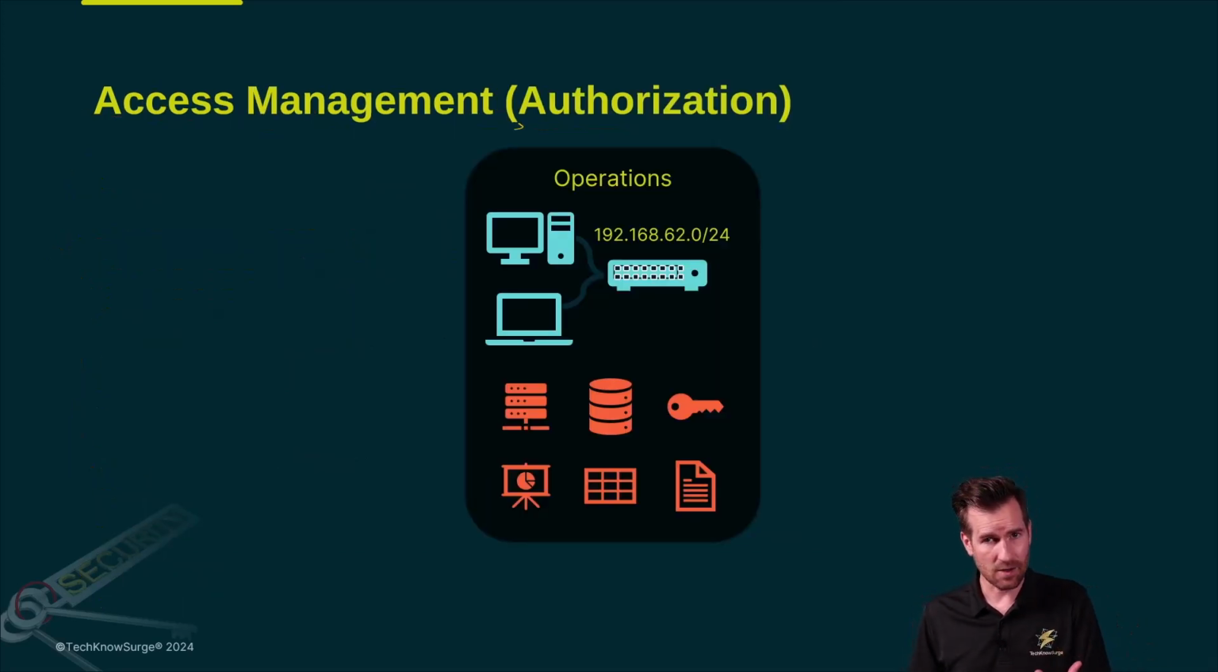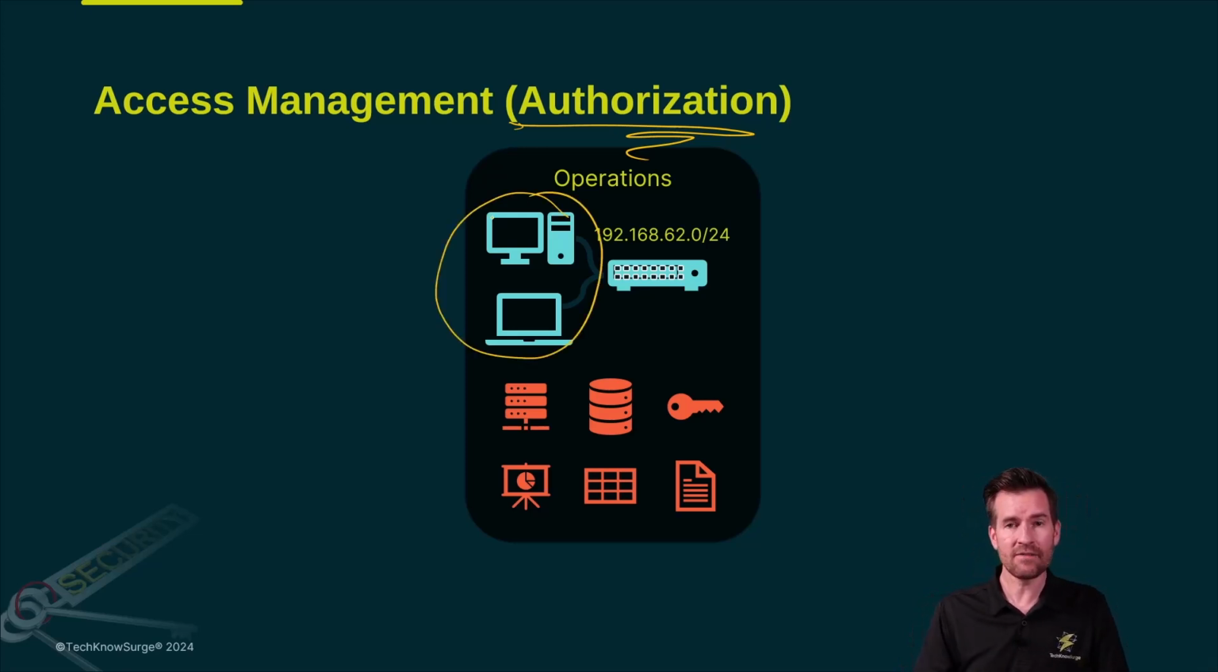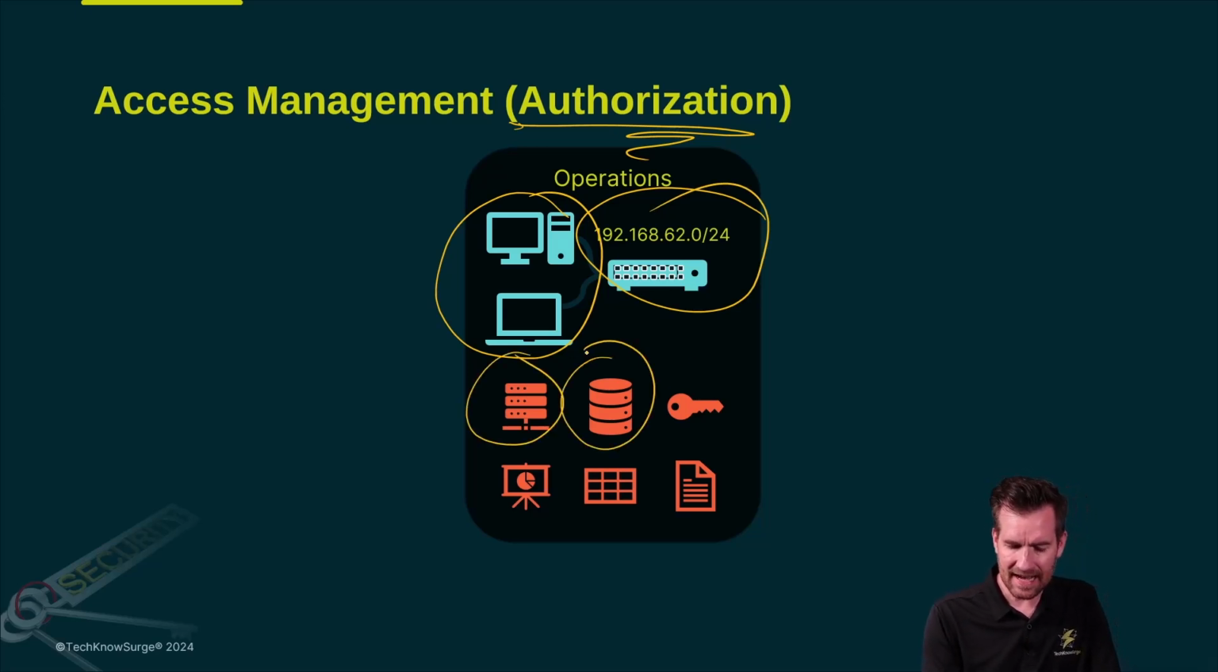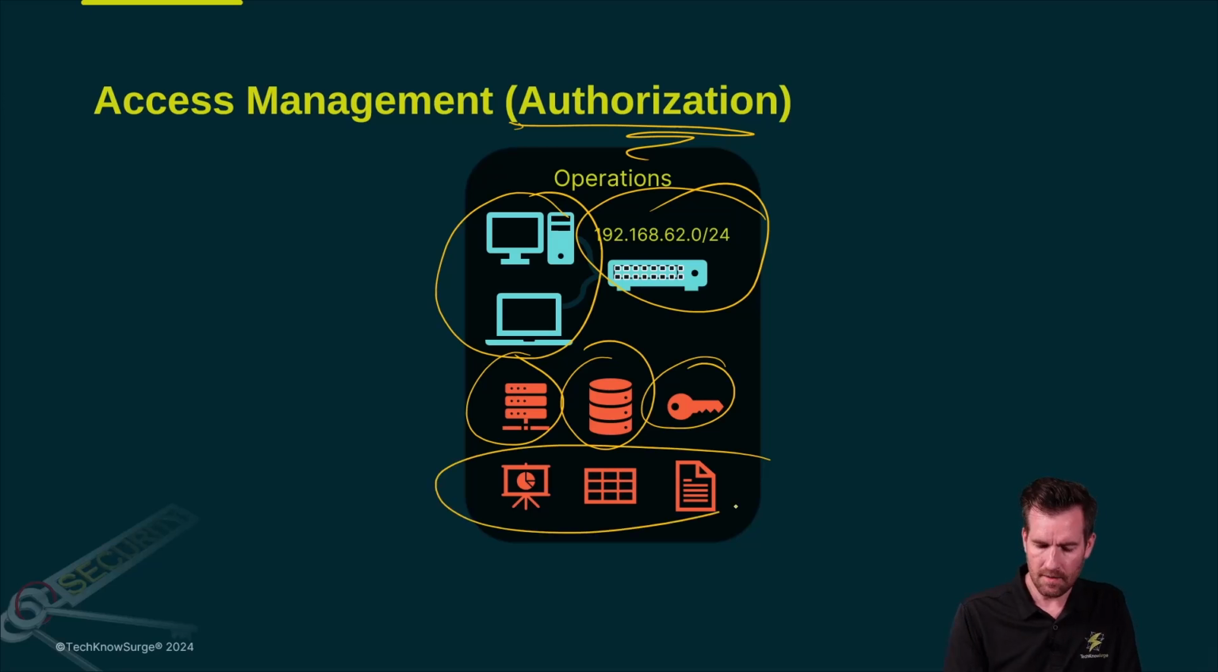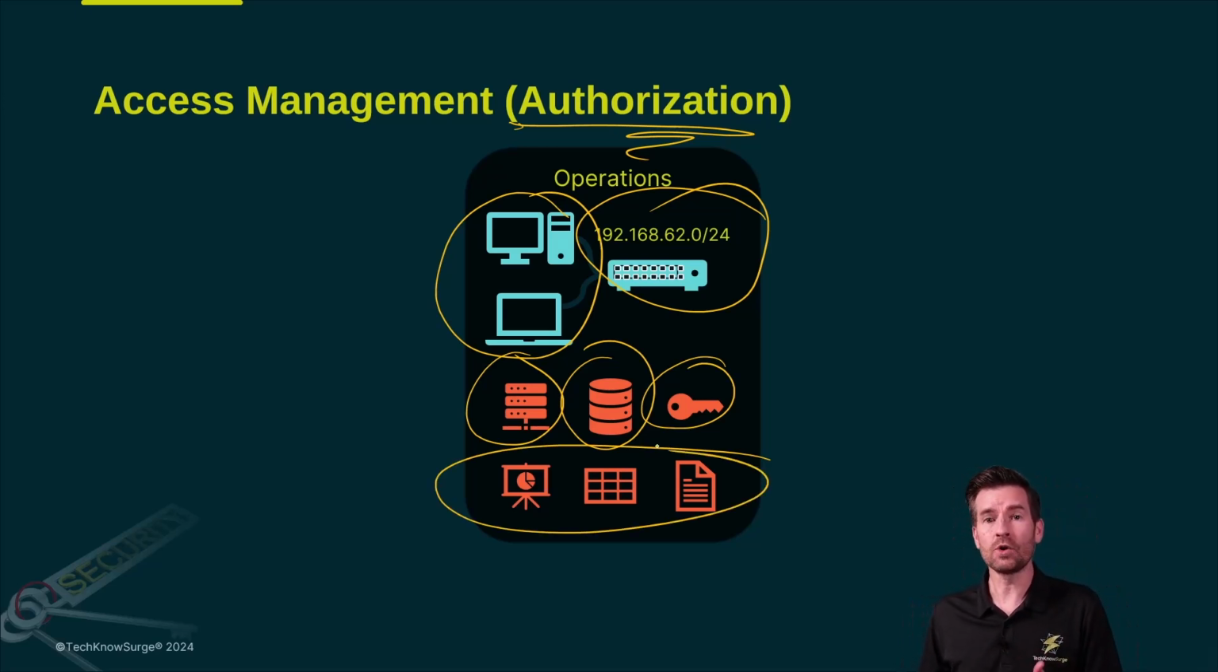Once you are authenticated with a system and are allowed onto it, that doesn't mean that you have access to all the resources of that system. So there's an authorization part that happens as well. There's an access management part of this. So what do you have access to once you're on the system? It could be certain computers, certain networks, certain servers, certain data, certain keys, certain types of documents. What are you authorized to view once you're within the system?